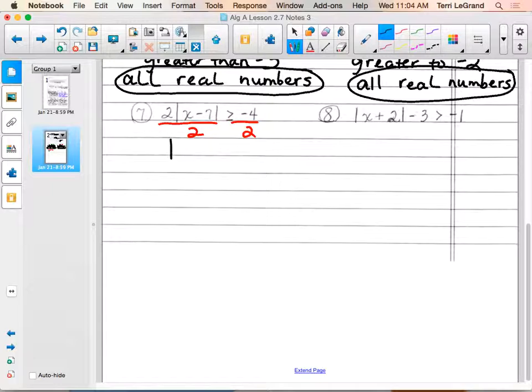And what's our reason for doing that, Noah? To get the absolute value expression by itself. Okay, so get the absolute value expression by itself. Did we divide by a negative? Nope, so we don't need to switch the sign. -4 divided by 2?